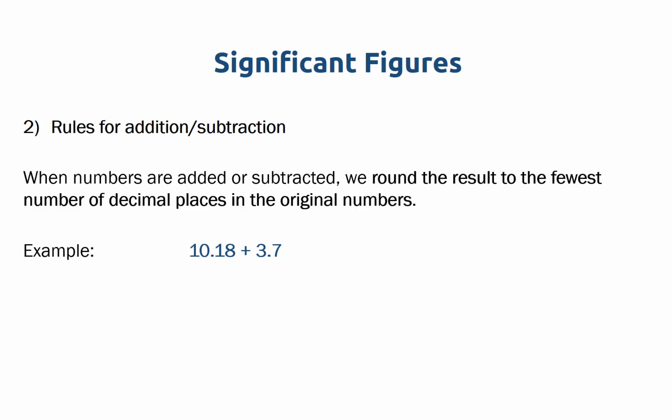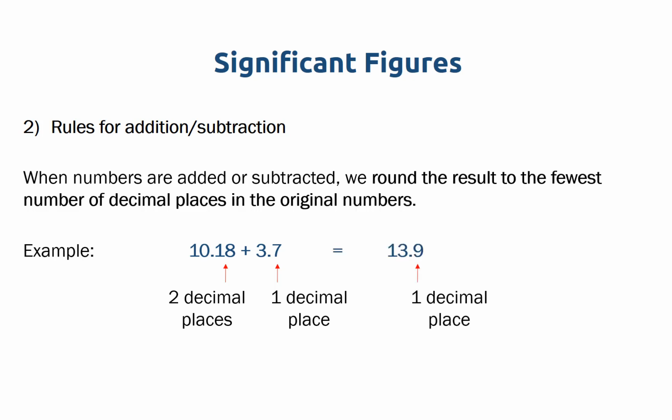For example, if we were adding 10.18 to 3.7, we would count the number of decimal places in each number. So the first number has 2 decimal places. The second number has 1 decimal place. So we cannot have our final answer be more precise than the least precise number in the equation. So that means that we need to round our final number to 1 decimal place to match the smallest number in the original quantities. So when we add them, we are going to round it to just 1 decimal place.